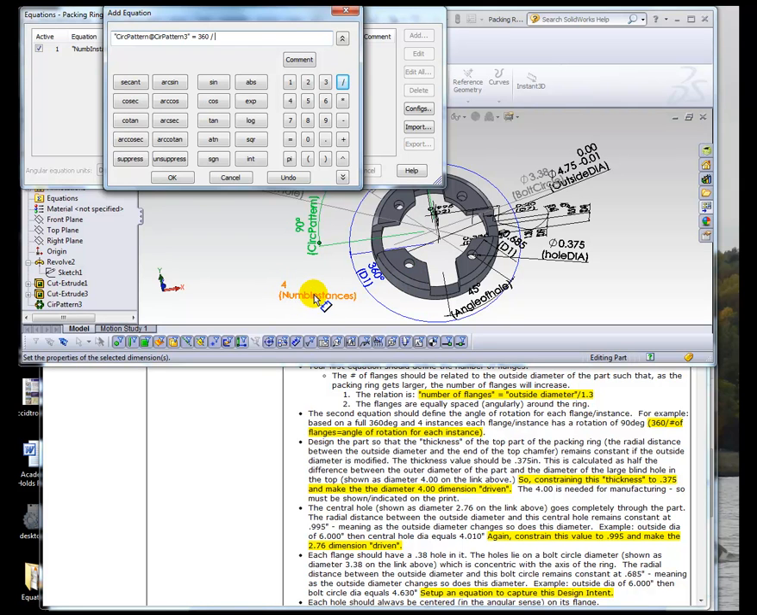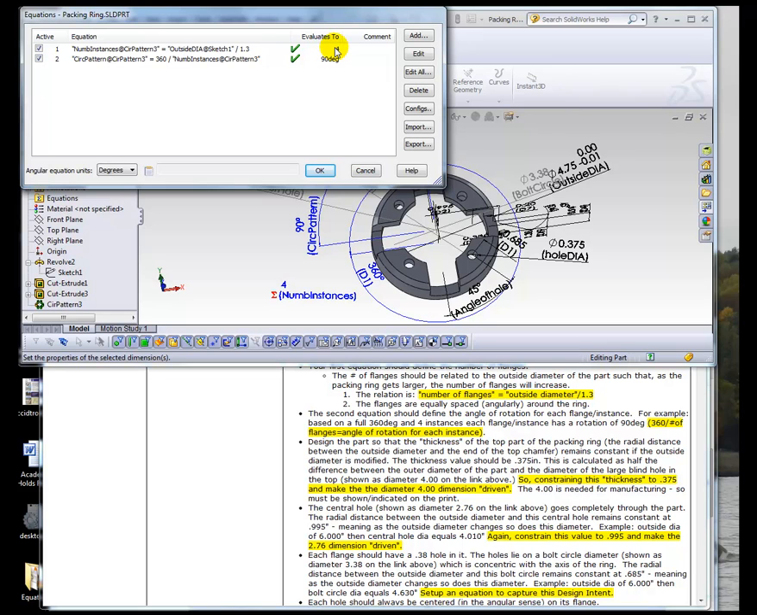So the first equation would solve the number of instances. The second equation here dictates the angle of each of those instances. Okay, so we'll OK that one. And of course, there are 4 instances, and 360 divided by 4 is going to give you 90, so that all makes sense. The next item here, the thickness, 3/8. We already solved that and constrained it using the sketch. And then the center hole, we did that also in a sketch.